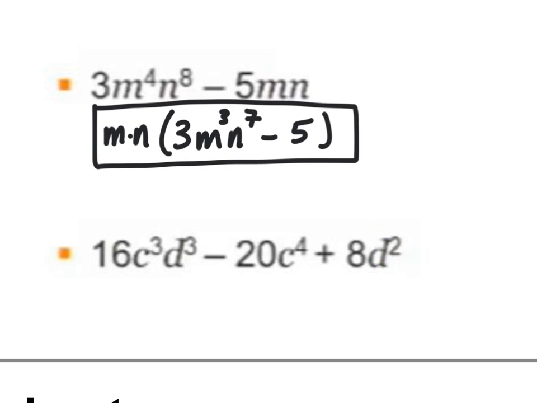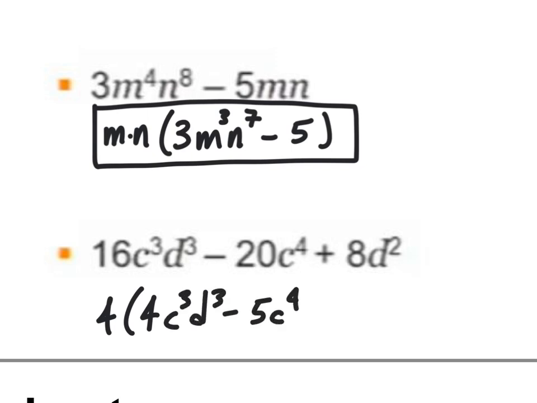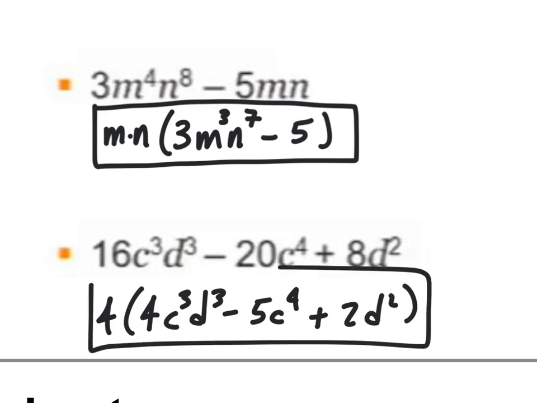Now between 16, 20, and 8, the largest common factor, 8 goes into 16, but it does not go into 20. So it's going to be 4. So if we factor out a 4, then we're left with 4c cubed d cubed minus 5c to the 4th plus 2d squared. And that's all I can factor out of that.